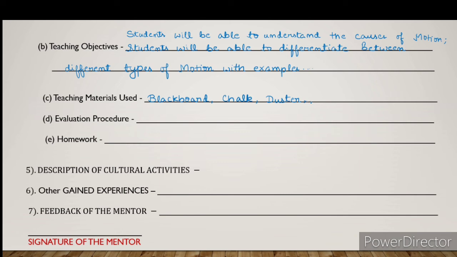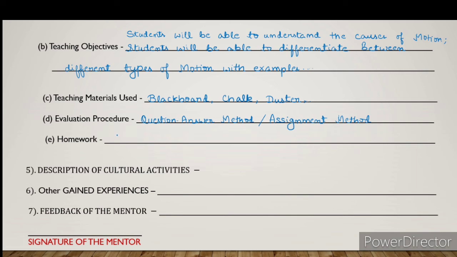Evaluation process. After the classes are over, how are you going to evaluate whether students have understood or not? What will be your evaluation procedure? Here question answer method, like randomly you are going to pick up students from different corners of the classroom and ask questions related to the topic which you have taught today. So the evaluation process can be question answer method or assignment method. Suppose you divide the students in groups, give them assignments related to the topic and see what the response of the students is, etc.